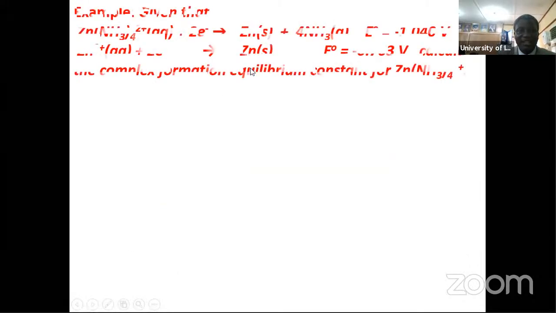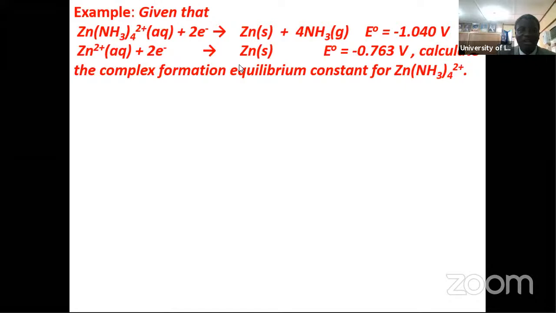So let's go for another example. This time it is for complex formation. These are the half reactions that you have, and you are looking for the complex formation of zinc into the tetraammine zinc 2 plus complex. How do you arrange this equation so that you eventually have this product formed? That means the first equation has to turn the other way around.